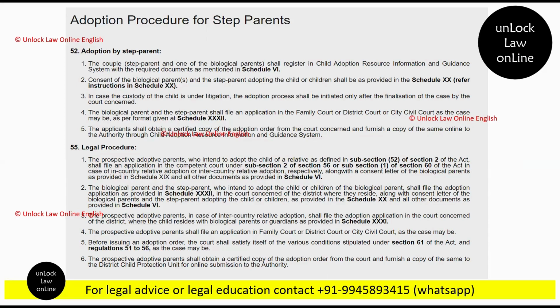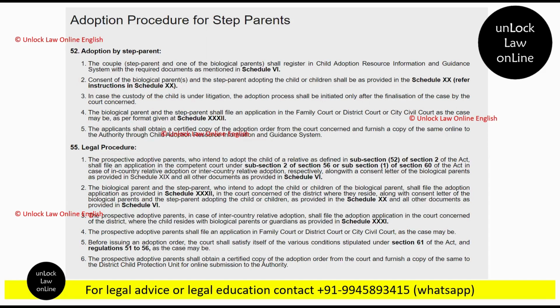To sum up again, the biological parent and the step parent who intend to adopt the child or children of the biological parent shall file the adoption application as provided in Schedule 32 in the court of the district where they reside, along with the consent letter of the biological parent and the step parent adopting the child or children as provided in Schedule 20 and all other documents as provided in Schedule 6. Before issuing the adoption order, the court shall satisfy itself of the various conditions that are stipulated under Section 61 of the Act and Regulation 51 to 56, as the case may be.